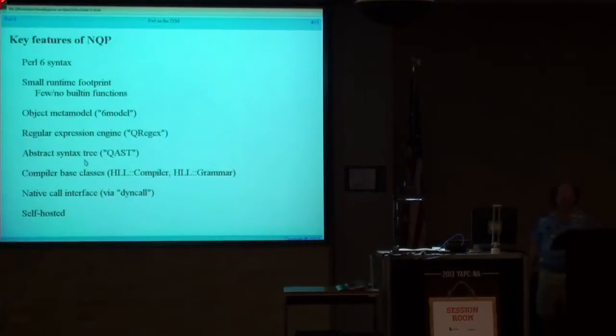It has some base classes. If you're writing a compiler, there are some base classes so that somebody writing a compiler won't have to start from scratch. It has the ability to natively call into C when you're running on Parrot. And a key feature for this discussion is that it is self-hosted, that the majority of the NQP system is written using NQP. And that has some really important characteristics.